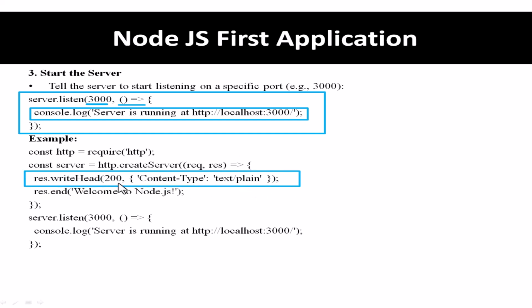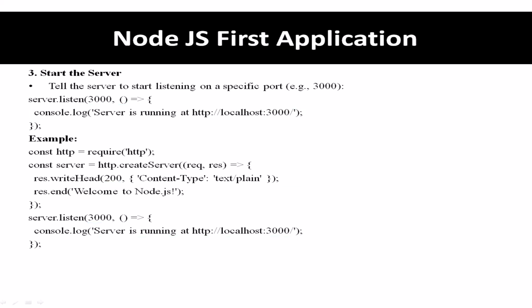So here we are having a different type of response. 200 is the particular response code which we have given, and the server will be listening on the particular port 3000, where it is going to give the particular response. Server is running on the particular host, port 3000. So that is the console.log message which will be shown.